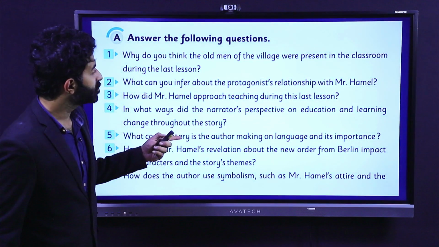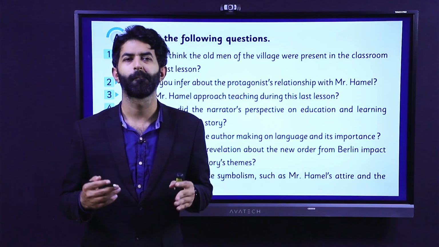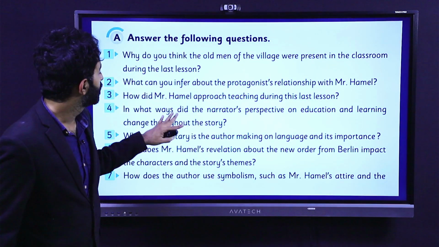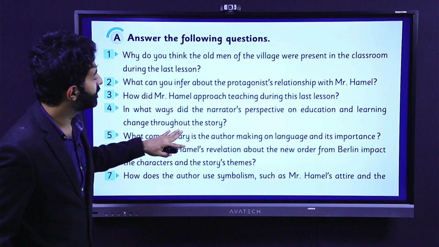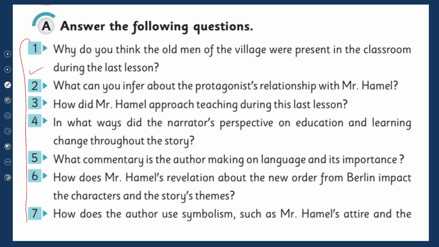All right. So students, in chapter number 6, I guess, you have all these different kinds of questions to answer after the last lesson by Alphonse Daudet. Why do you think the old men of the village were present in the classroom during the last lesson? First, you have to read the comprehension, the last lesson, and then answer these follow-up questions. So this is your task.